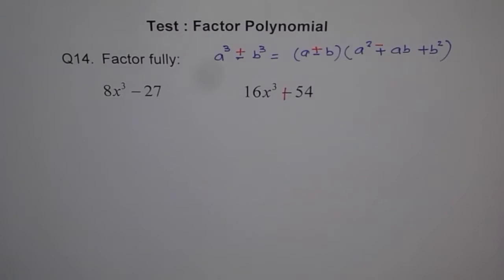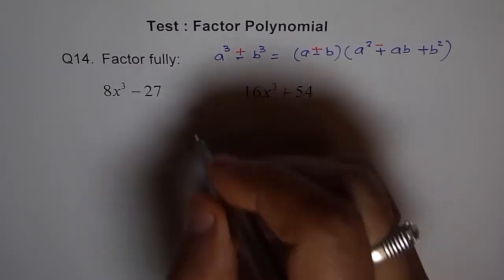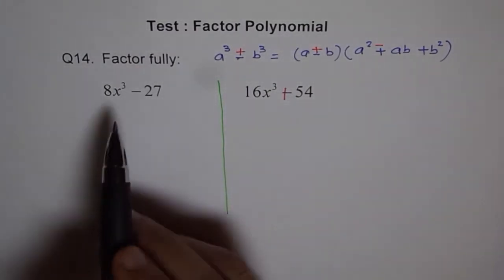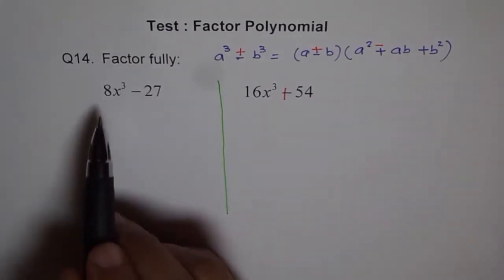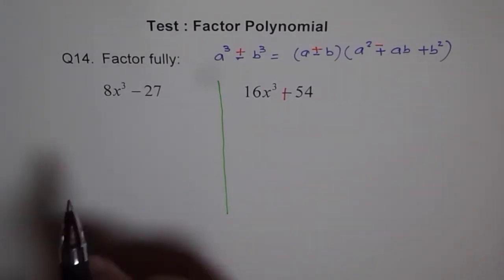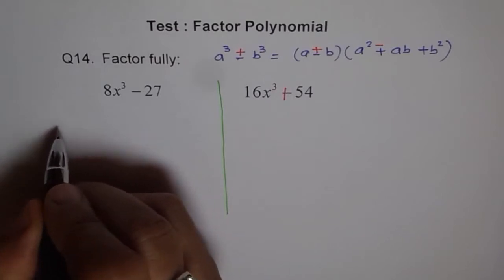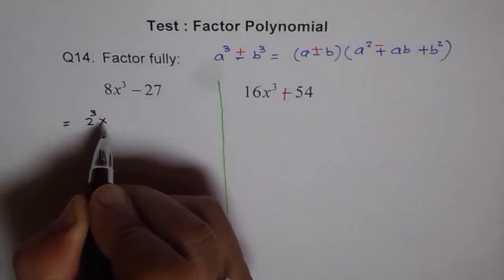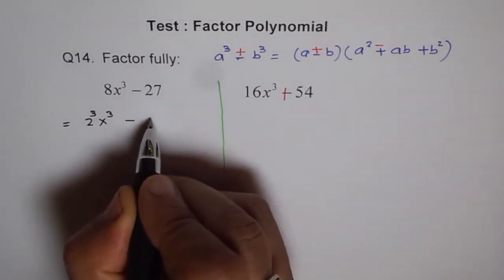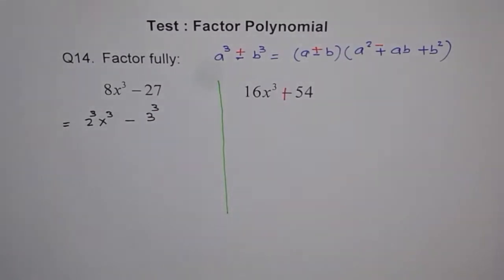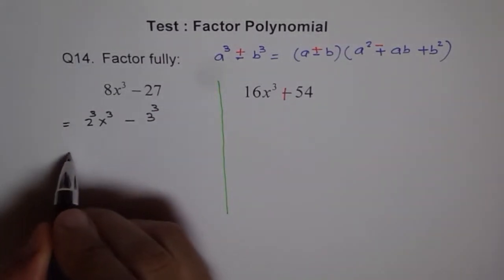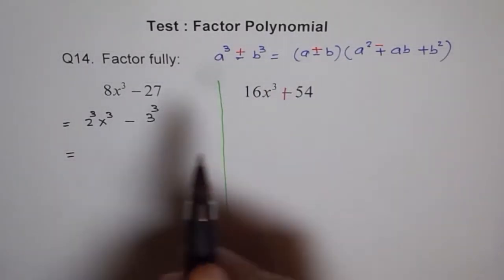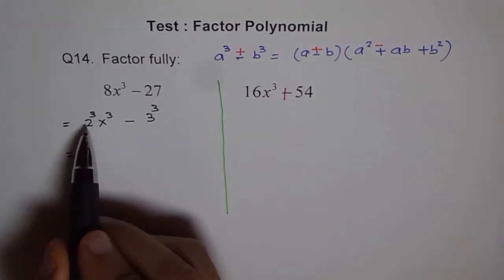Correct? Now, let's divide this page. So this is a cube minus b cube. How? Because 8 can be written as 2 cube. So let me write this as 2 cube x cube, and 27 can be written as 3 cube. Right? Now we can use a cube minus b cube. That means a minus b. What is a for me? A is 2x, like 2x whole cube, right?